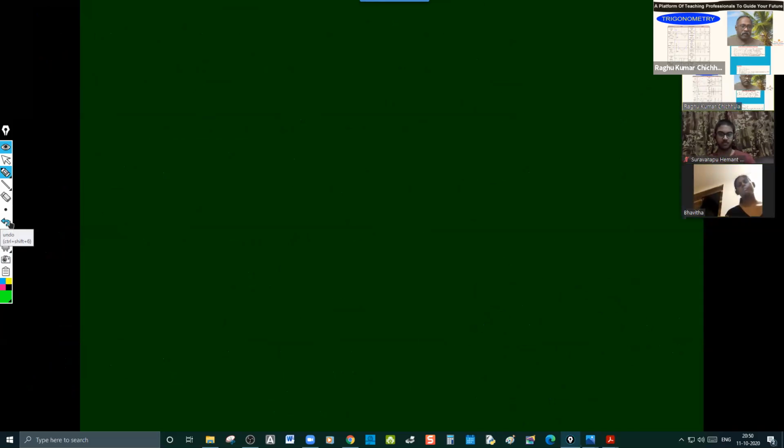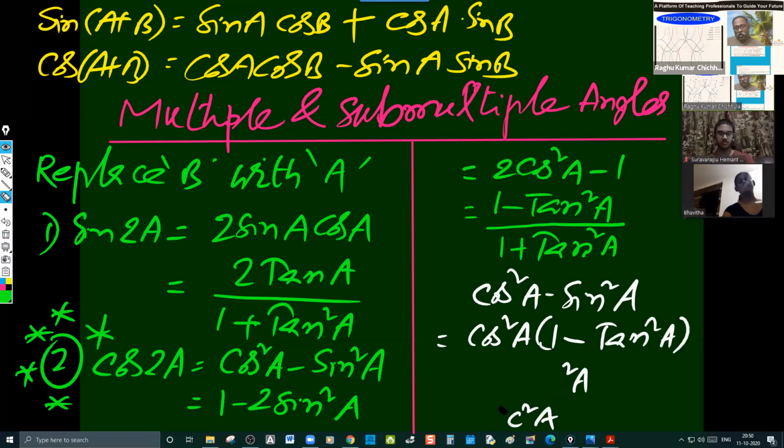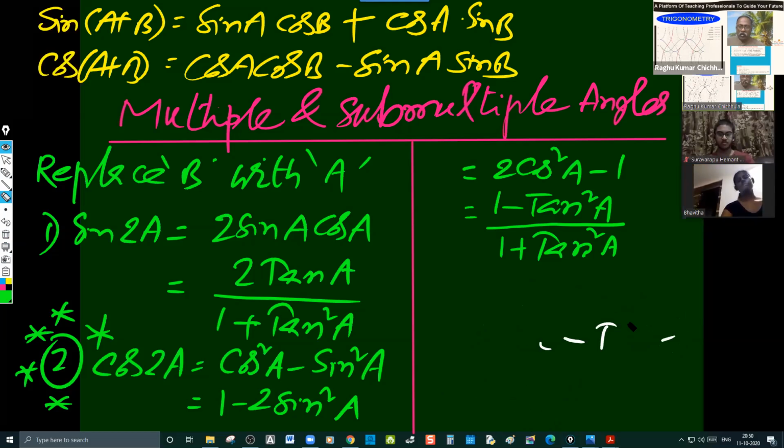Why I'm insisting on this formula is that if you see cos 2a, only cos 2a can be expressed only in terms of sine, only in terms of cos, only in terms of tan. It won't happen with any other formula. That is the prominence of the cos 2a formula. Cos 2a can be written both in sine and cos, only in sine, only in cos, only in tan. That's the importance of this formula.